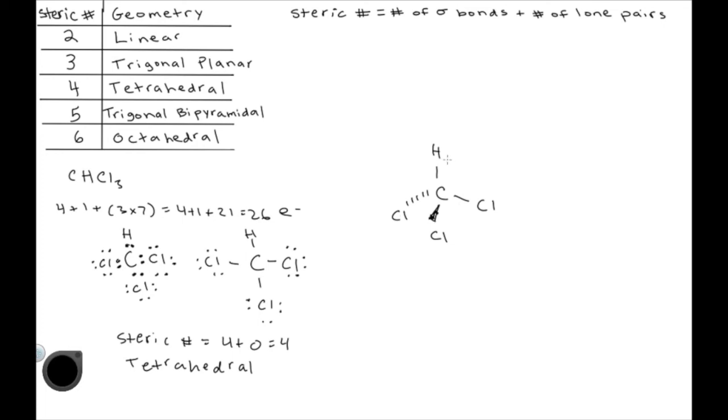Right? And between any 2 bonds, we have a distance separating them of 109.5 degrees. So that's going to be the molecular geometry of chloroform. As you can see, this molecule kind of looks like a tetrahedron, right? Which is why we say that it has a tetrahedral geometry.